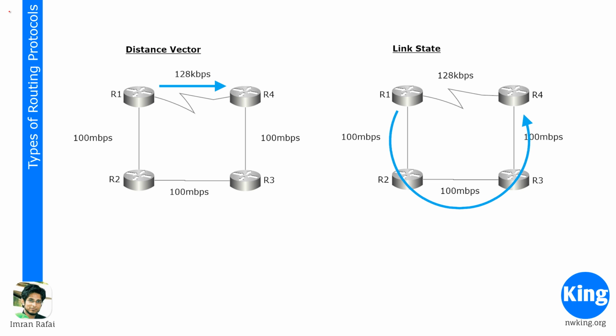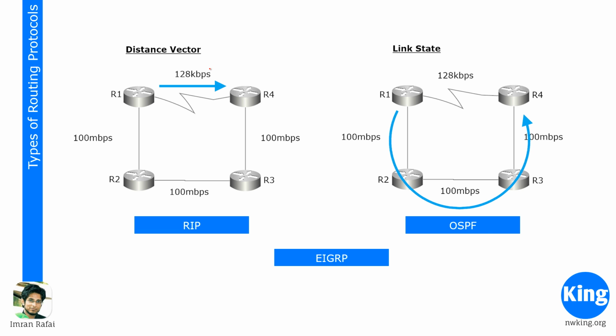In this case, the path between R1 and R4 is a very slow 128 kbps connection, right? Whereas the path through R2 and R3 is 100 Mbps, 100 Mbps, 100 Mbps. It's way faster than the 128 kbps. But if you're running, for instance, RIP, right? RIP is distance vector, right? So if you're running RIP, which is a distance vector protocol, then on this router 1 table, let's say we have some network here, we have some network here, and let's say this is the 10 dot network and this is the 40 dot network, right?